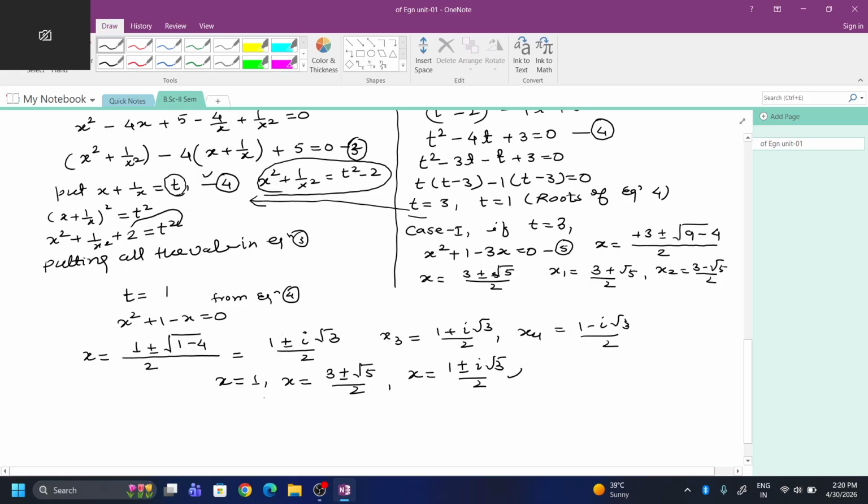So I hope that you are understanding the solution of this reciprocal equation of type 2.